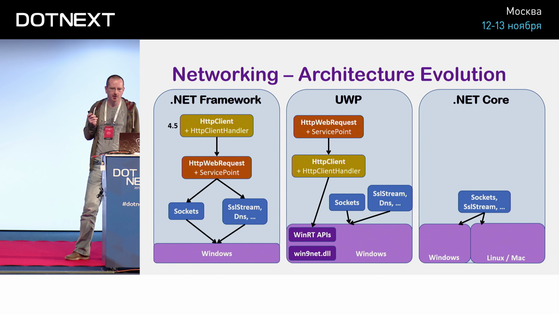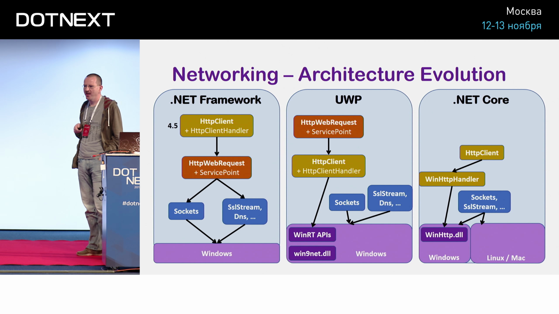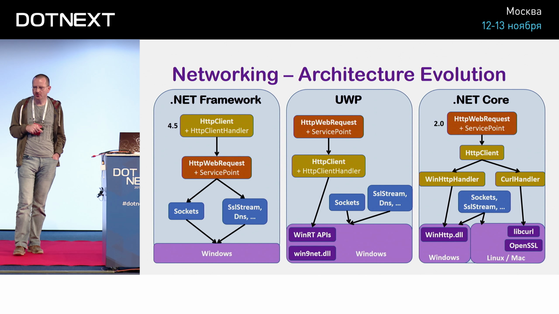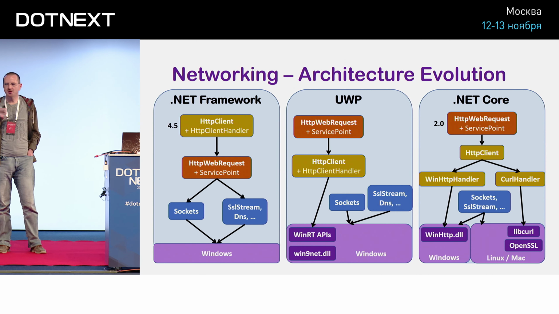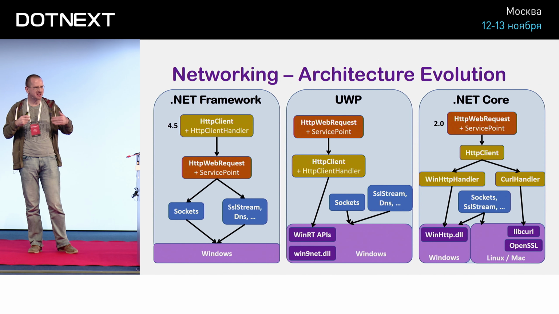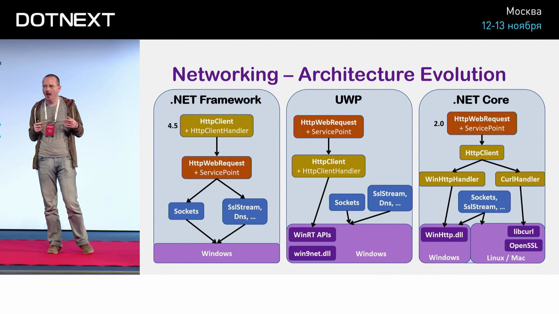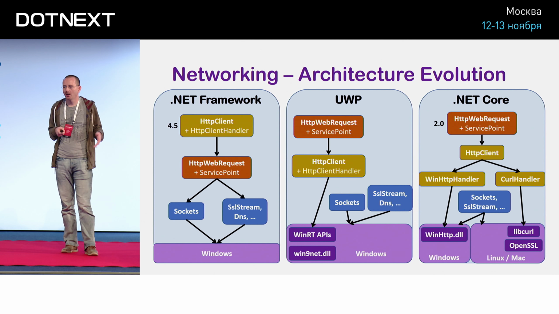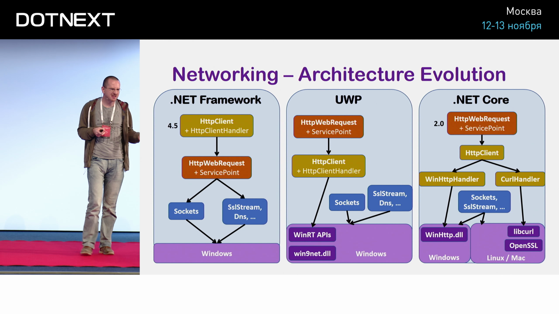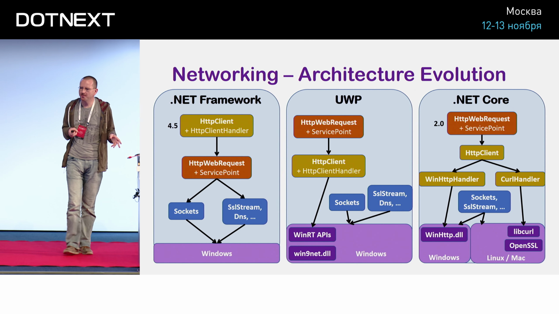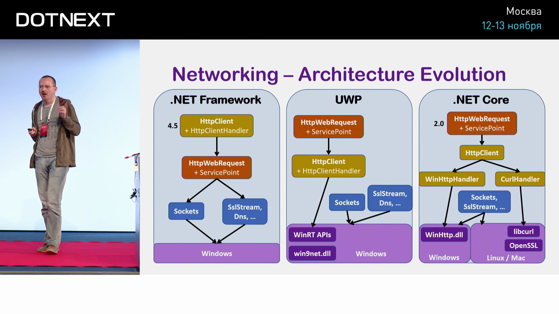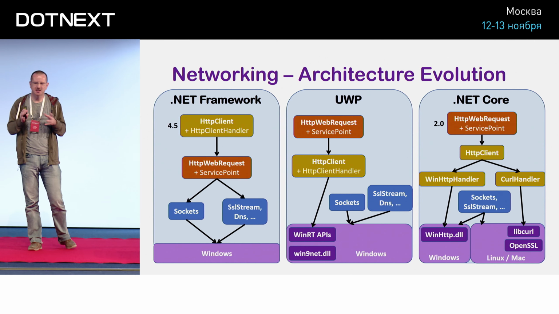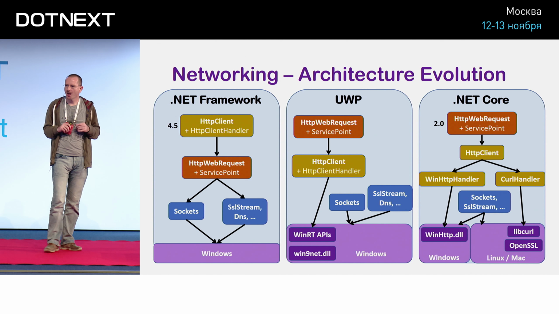So where's the HTTP client here? So let's look at that. HTTP client does not sit on top of sockets, so it's similar to UWP, and it has two different implementations of the handlers. The handlers are the nice extensibility model of the HTTP client. We have one which is WinHTTP handler, which sits on top of WinHTTP DLL, which by the way is a server component, and it does support HTTP2, which is great. And on the other side is the curl handler, which sits on top of libcurl and OpenSSL, and does similar things on Linux and Mac.